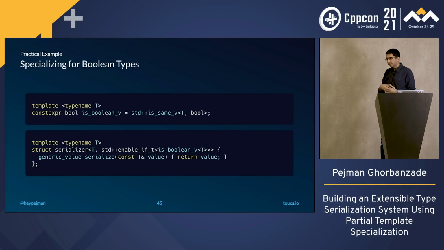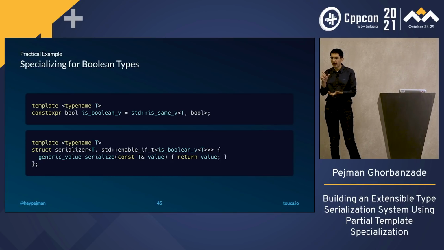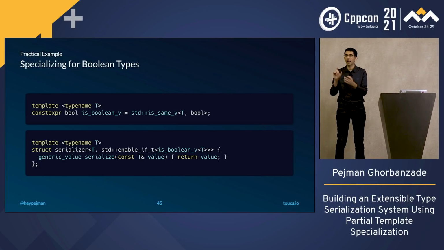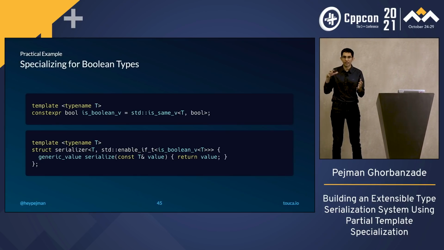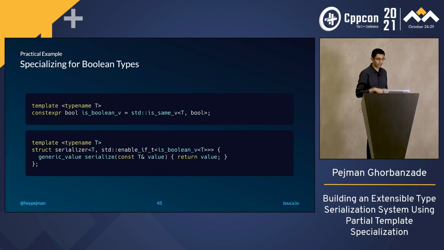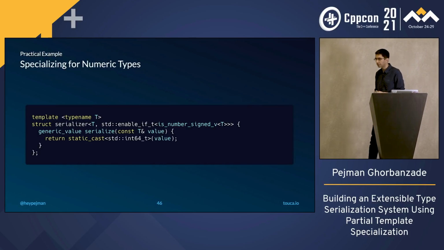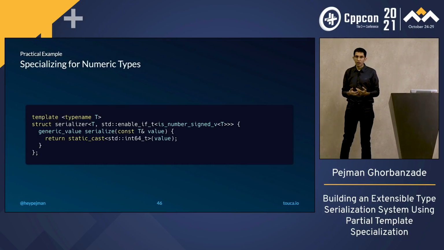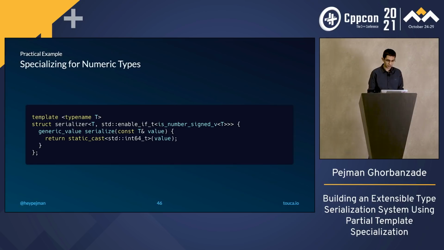But we can even add more code and say we want our enable if statement to only take a type, instead of having all this logic squeezed into the input for our enable if. We would just create a type alias, or in this case, a const variable. Now, we can extend this functionality to all the other types. In this case, for our numeric types, we want to handle our signed integers separately, so we can create a partial template specialization for it.